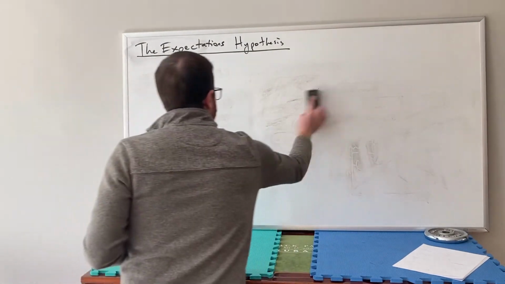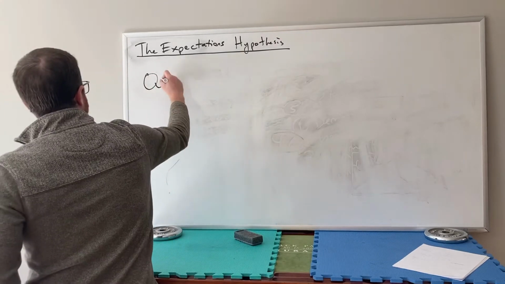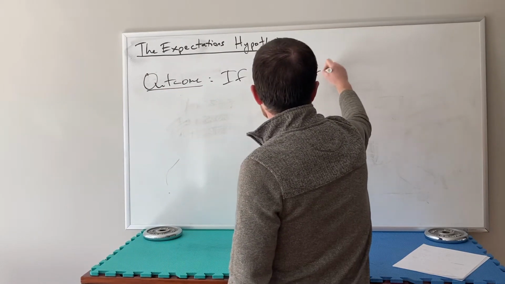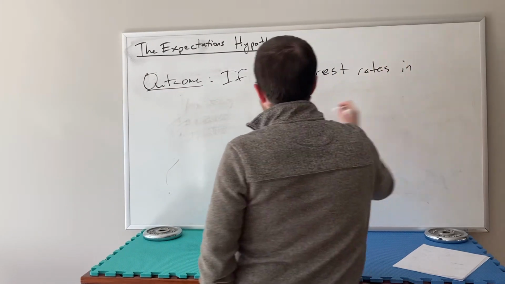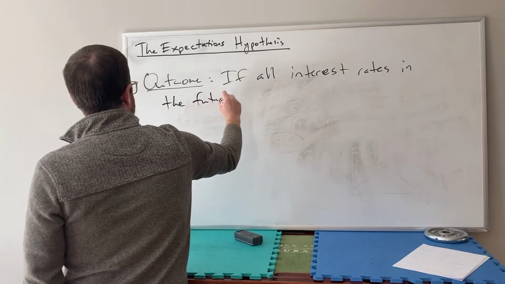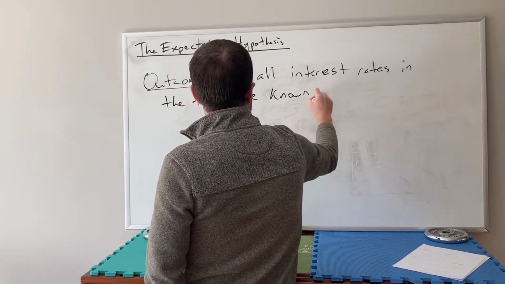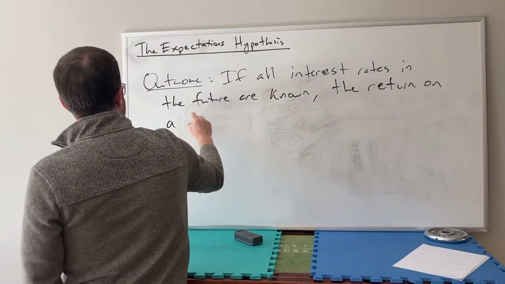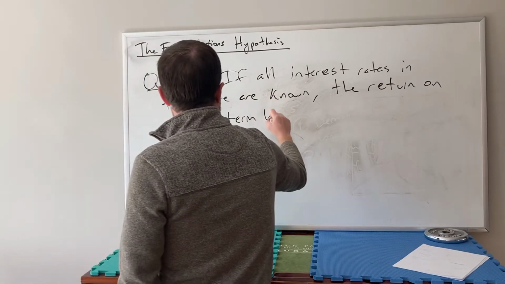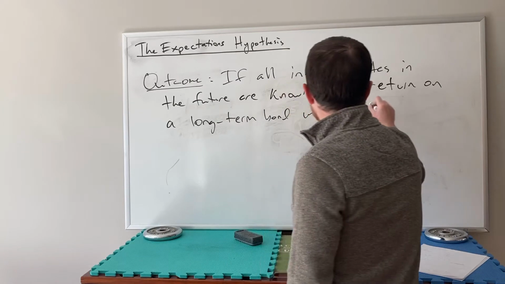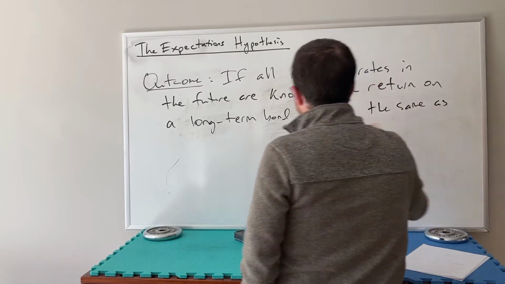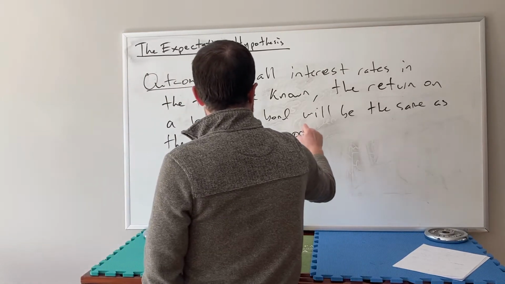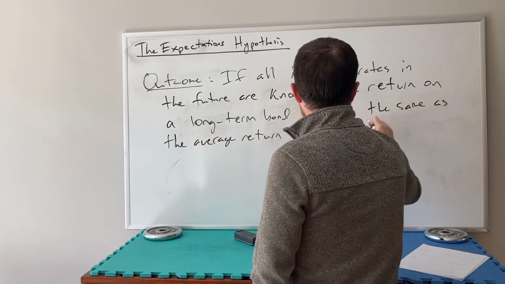The outcome of the expectations hypothesis is this. If all interest rates are known, the return on a long-term bond will be the same as the average return on many short-term bonds.